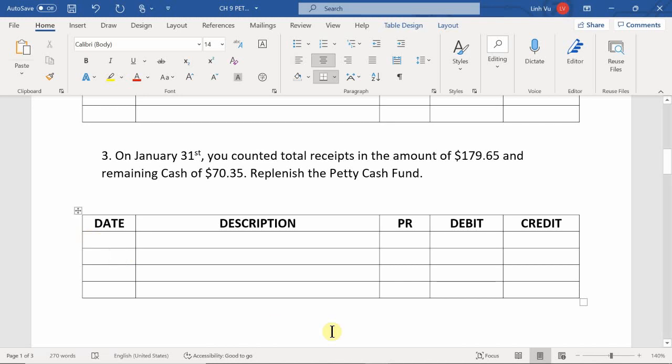No. So that right there, your debits do not match your credits.